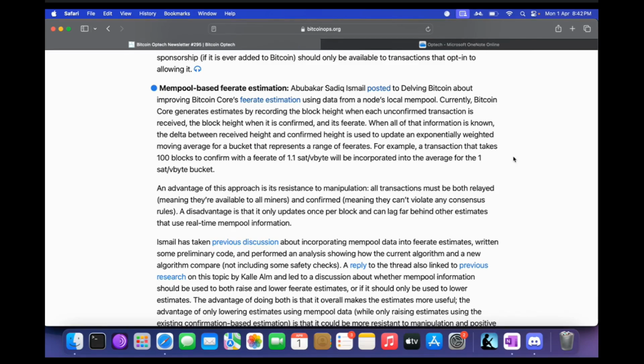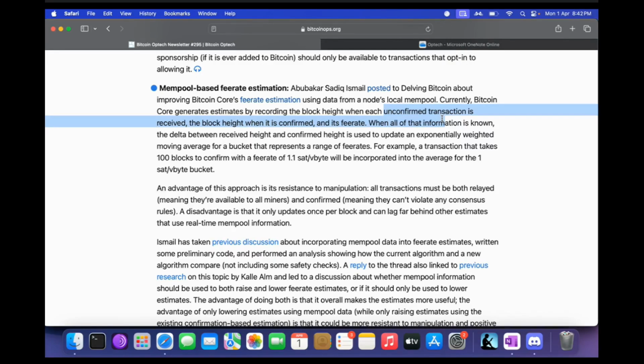Okay, so here Abubakar Sadiq Ismail has come up with a proposal which suggests that we should use the live, or the current, or the real time state of the mempool to calculate the fee rate. Currently, what Bitcoin Core does is that it calculates the fee rate based on the previously mined blocks. Okay, so it takes into consideration the height at which a transaction was received.